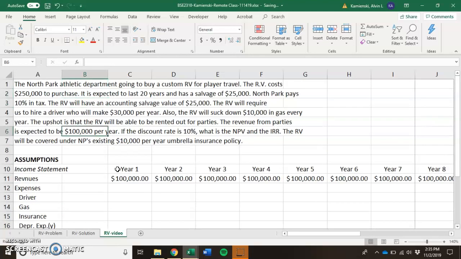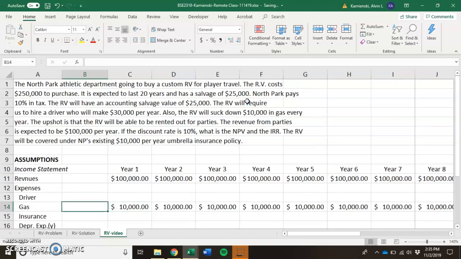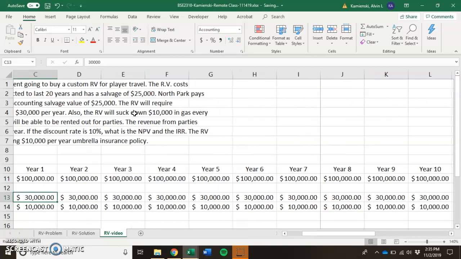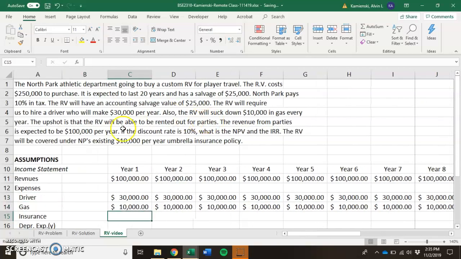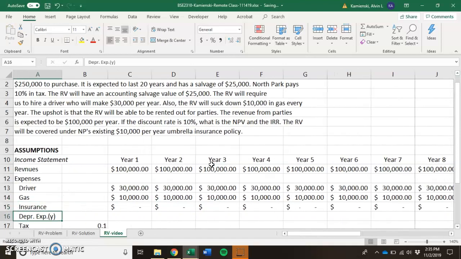And what other information can we document? There's the $10,000 in gas that we're going to have to spend, 10,000. Put that across all 20 of our years. And the driver makes $30,000 a year. And the insurance is covered under North Park's existing policy, which means that there will be no additional expense from insurance because the costs need to be absolutely new.